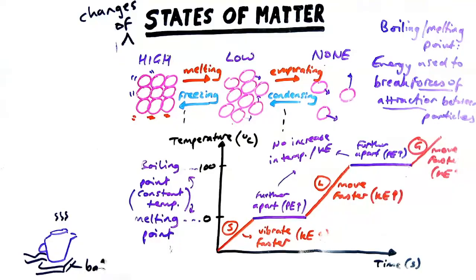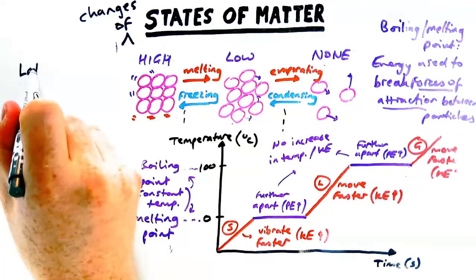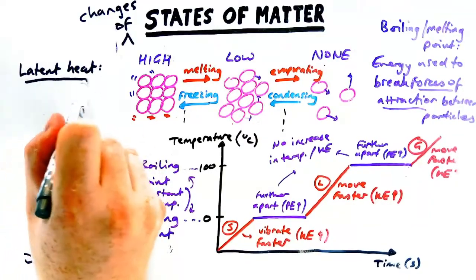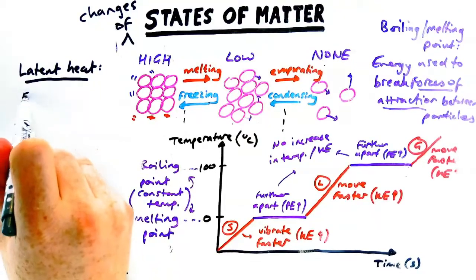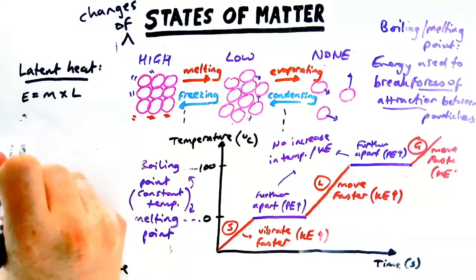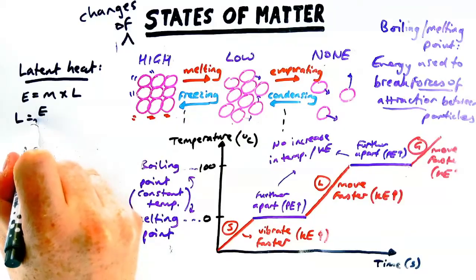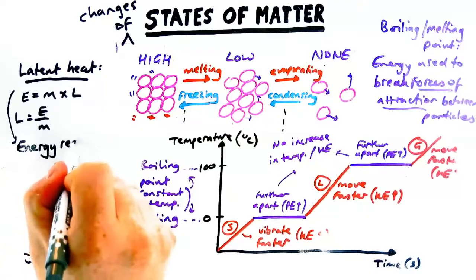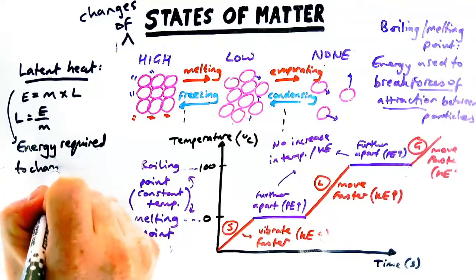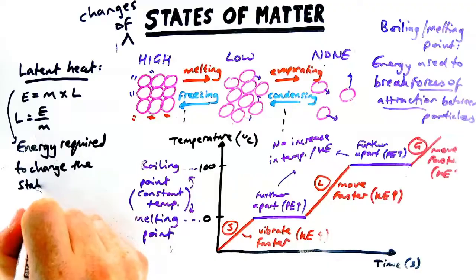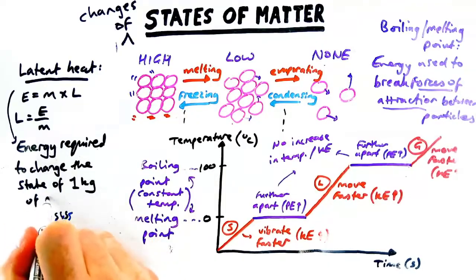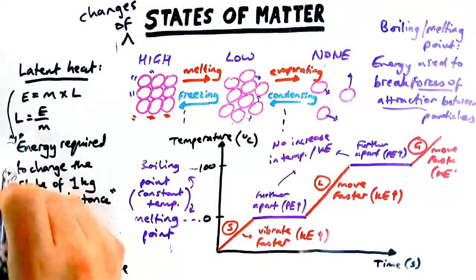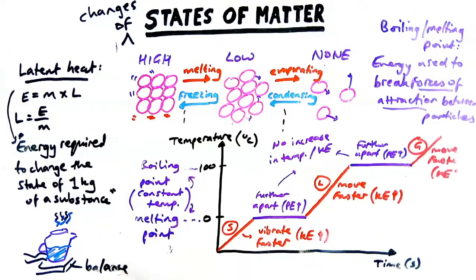The last thing we're going to talk about today is something called latent heat. Let me give you an example. You've got a kettle full of water, you put it on a balance, and latent heat allows you to figure out how much energy you need to change its state. There's an equation on your equation sheet, which is E equals m times L. L is latent heat, E is energy, m is mass. To define it, we can say that latent heat is the energy required to change the state of 1 kilogram of a substance. So in this instance, 1 kilogram of water becoming steam.